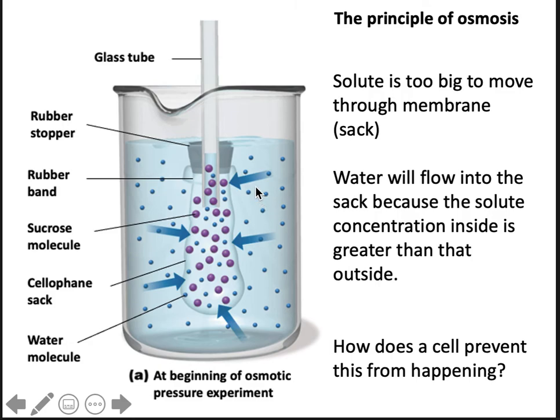And then you leave that for a couple hours. You'll see the bag got bigger because water flowed in. The solute, being the sugar, is too big and it is not able to get out. So the only way for equilibrium to be reached is for water to flow in. So the solute's too big to move out, so water will flow in. And remember, the cell prevents this from happening, or prevents it from bursting open by having a cell wall. Good.